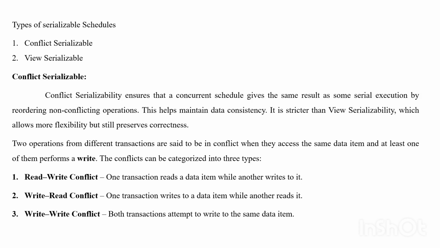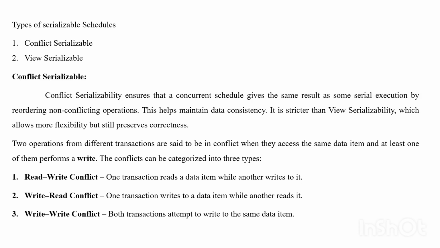Two operations from different transactions are said to be in conflict when they access the same data item and at least one of them performs a write. The conflicts can be categorized into three types: read-write conflict, write-read conflict, and write-write conflict. In a read-write conflict, one transaction reads a data item while another writes to it. In a write-read conflict, one transaction writes a data item while another reads. In a write-write conflict, both transactions attempt to write the same data item.